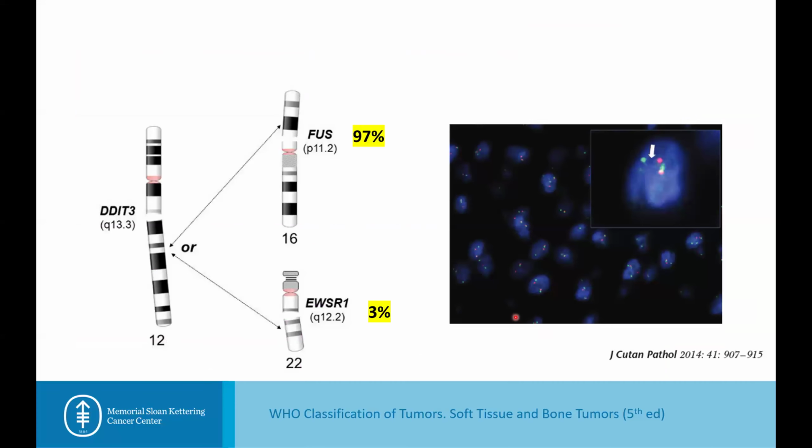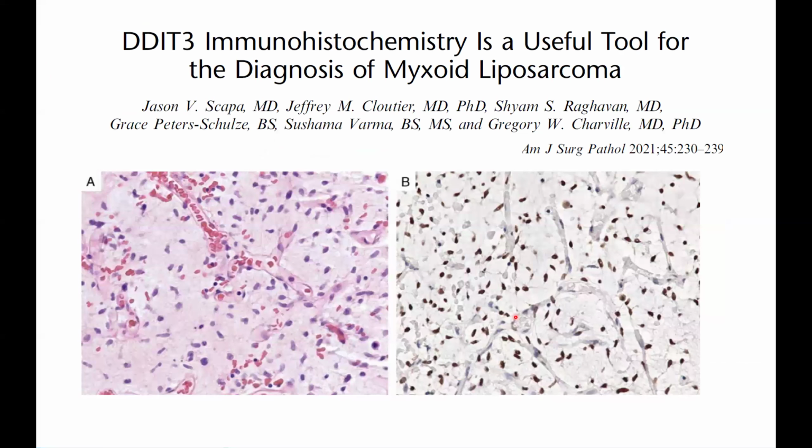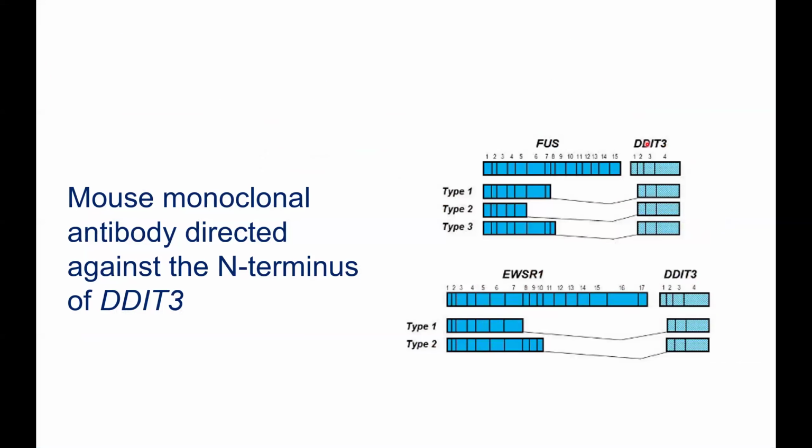But we know now the molecular underpinnings of this tumor: about 97% have a FUS-DDIT3 rearrangement, and 3% have an EWSR1-DDIT3 rearrangement. And we have a really robust immunohistochemistry now; DDIT3 works extremely well. It works very well because in FUS-DDIT3, or less commonly EWSR1-DDIT3, the whole coding region of DDIT3 is retained in the fusion, whereas the N-terminal of FUS and EWSR1 is retained. So the whole coding region is retained, and that's where the antibody hits, and it works extremely well.